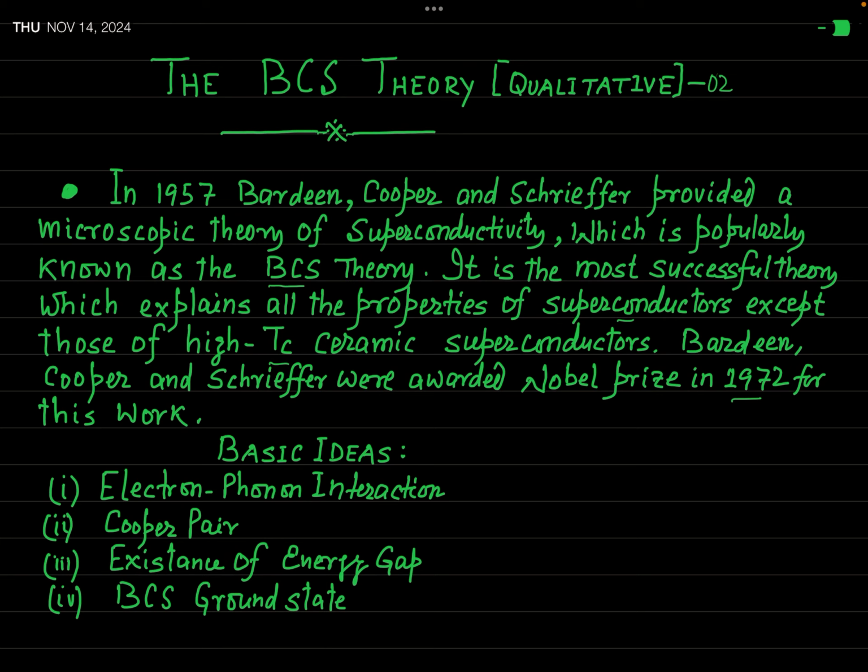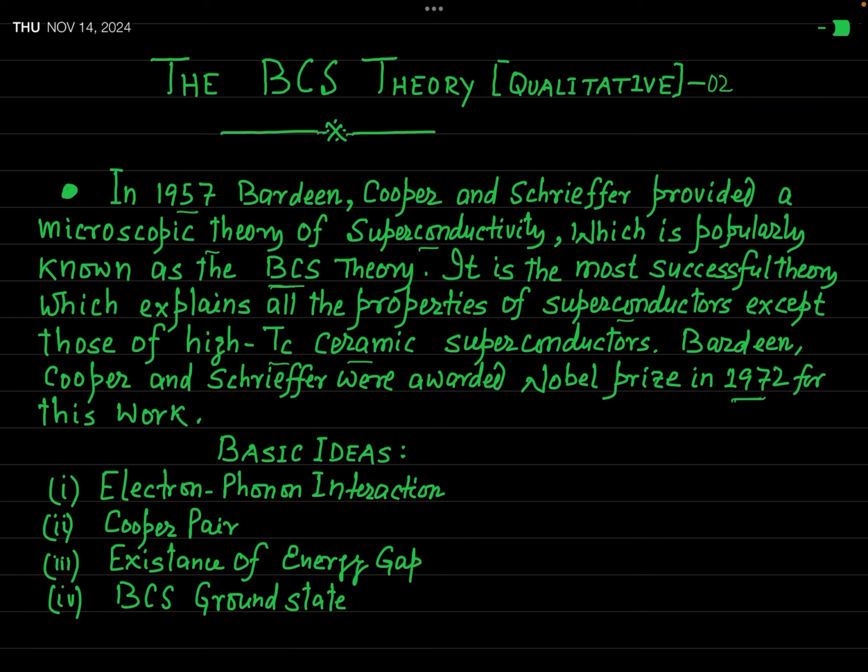Actually, in the first part of the lecture on this BCS theory, I have told you that in 1957, three scientists, Bardeen, Cooper and Schrieffer, provided a microscopic theory of superconductivity, and this theory is popularly known as BCS theory. This is the most successful theory and it explains all the properties of superconductors except those of high transition temperature ceramic superconductors. For this work these three scientists got the Nobel Prize in 1972. This fact I have stated in the first part of the lecture too.